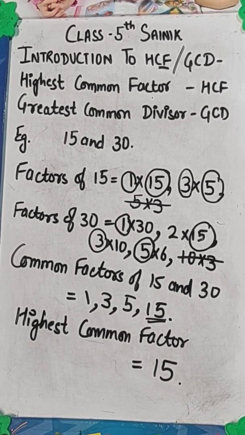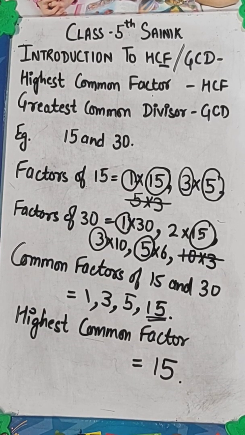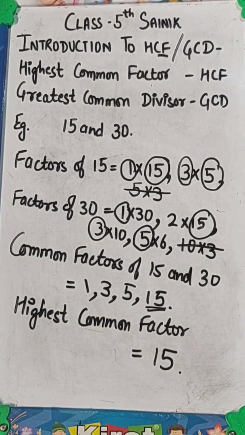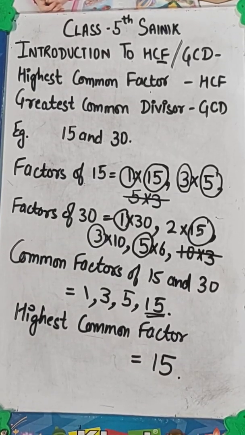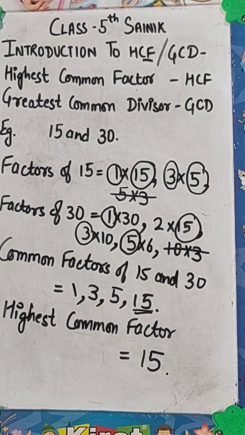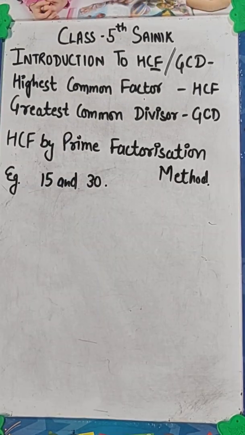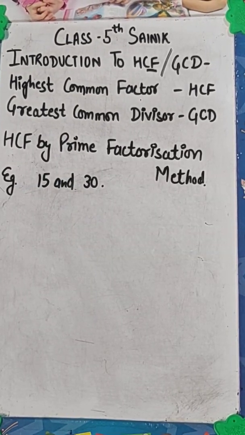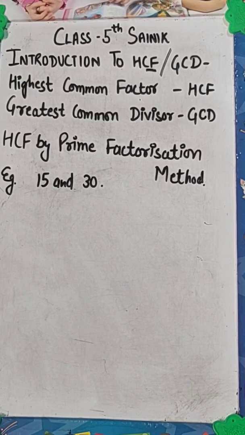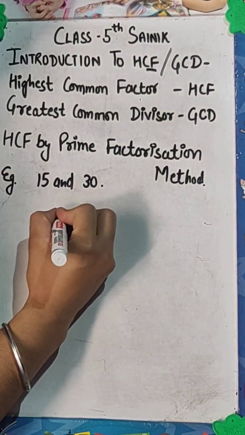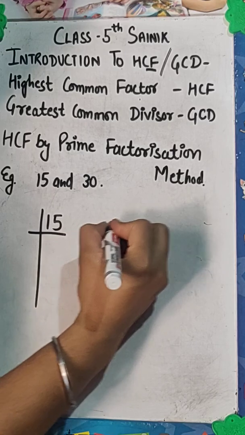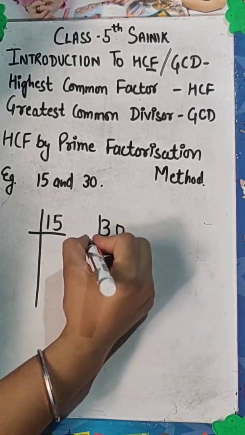Now we will do the HCF of the same number by some more method. So for doing it by some more method, we will discuss it by prime factorization method. Now we discuss the HCF by prime factorization method. I am taking the same example 15 and 30. So for this we have to find the prime factors of 15 as well as of 30.